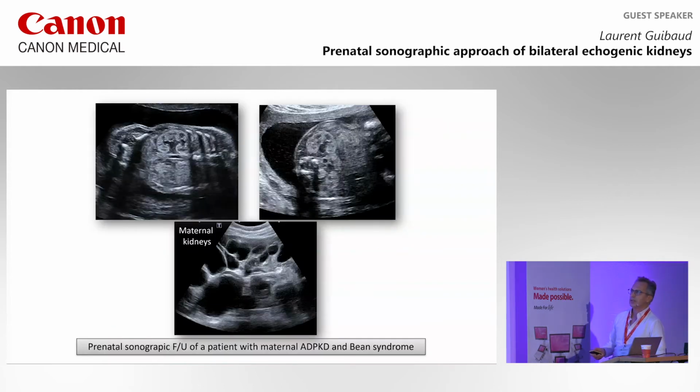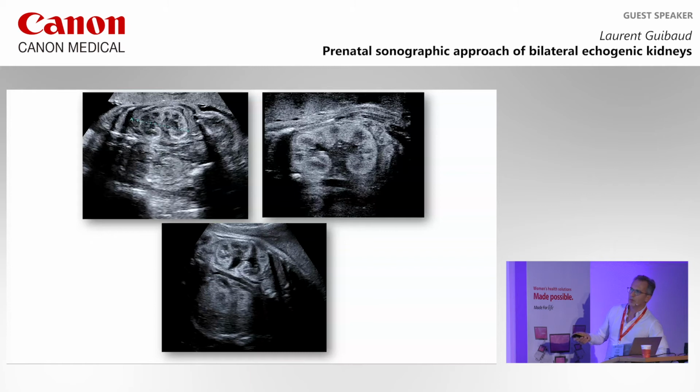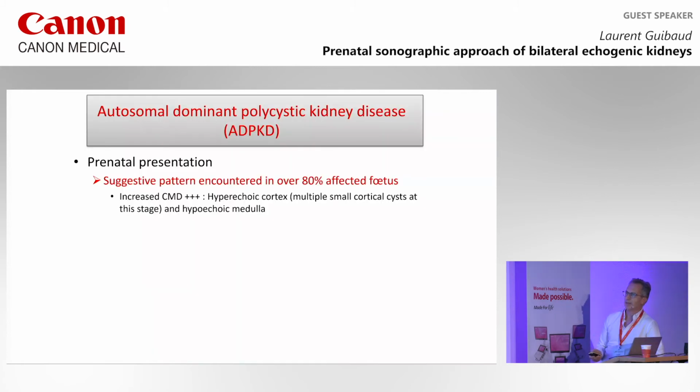So this is this kind of patient. This is the mother, so you are sure that the mother has an ADPKD, which is known. And when you look at the kidneys, you find that the CMD is very pronounced. And if you continue during the pregnancy, it will be more pronounced like that. And this is the typical form of ADPKD.